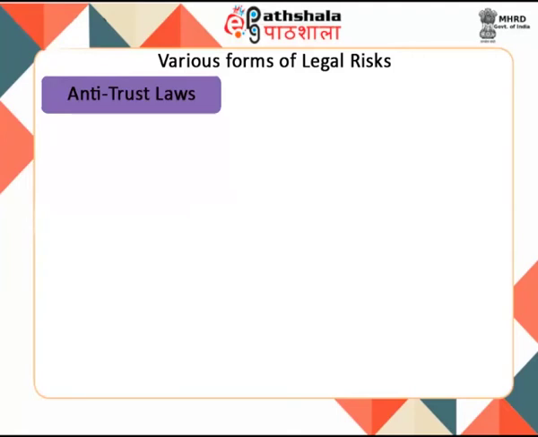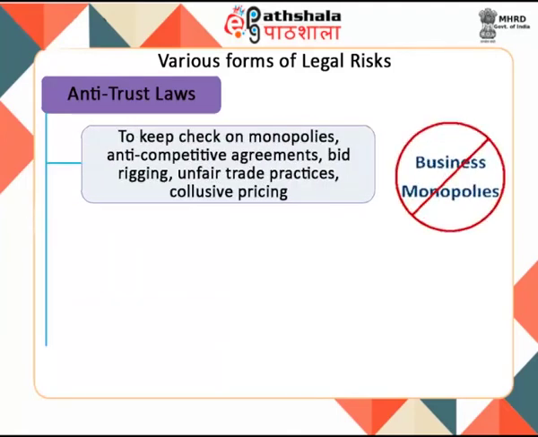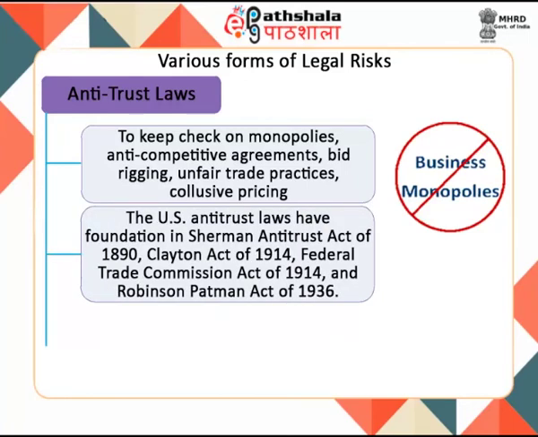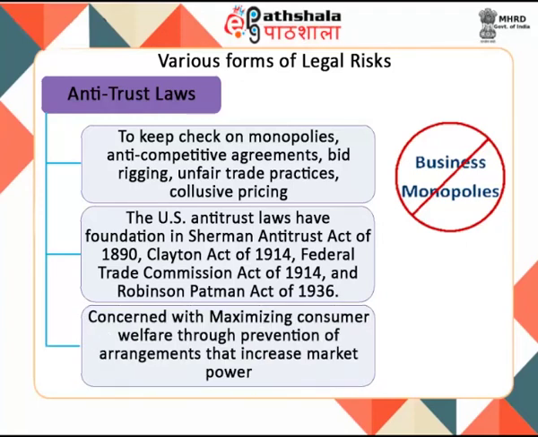Countries have framed antitrust laws to keep a check on monopolies, anti-competitive agreements, bid rigging, unfair trade practices, and collusive pricing. The US antitrust laws have their foundation in the Sherman Antitrust Act of 1890, the Clayton Act of 1914, the Federal Trade Commission Act of 1914, and the Robinson-Patman Act of 1936. US antitrust laws have been concerned with maximizing consumer welfare through the prevention of arrangements that increase market power.